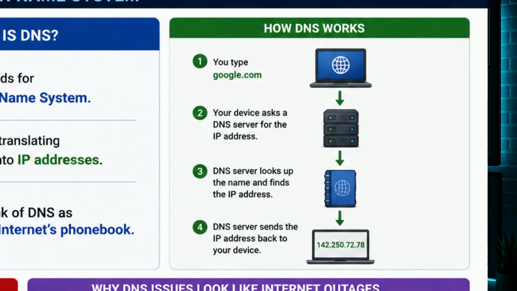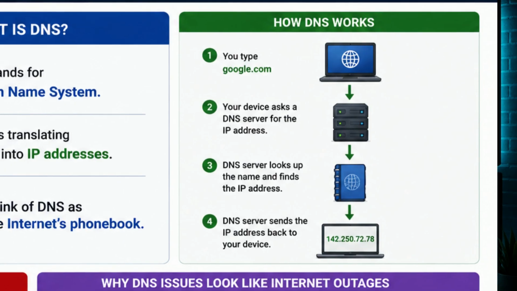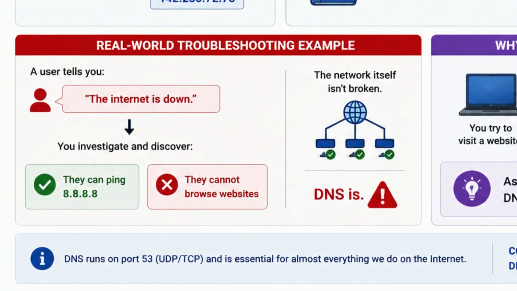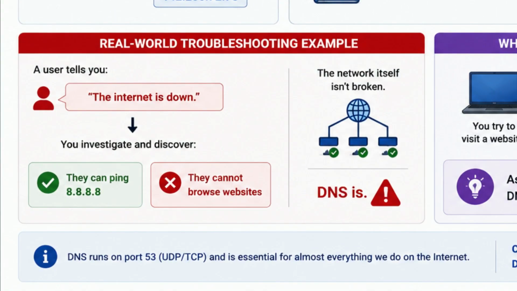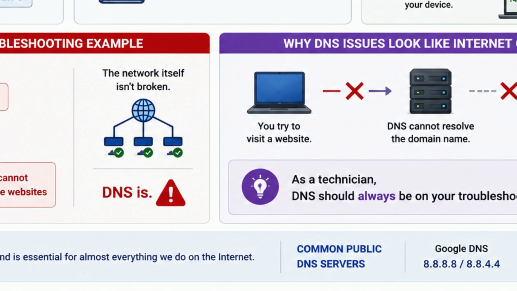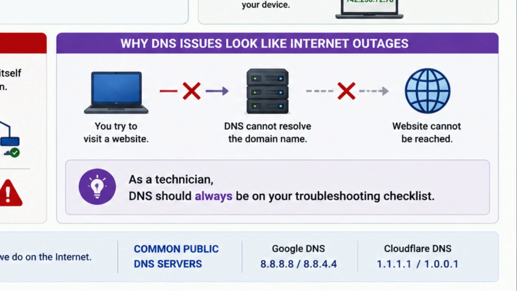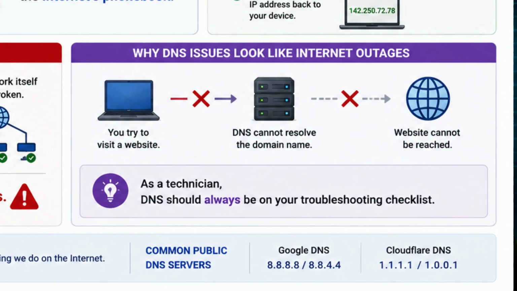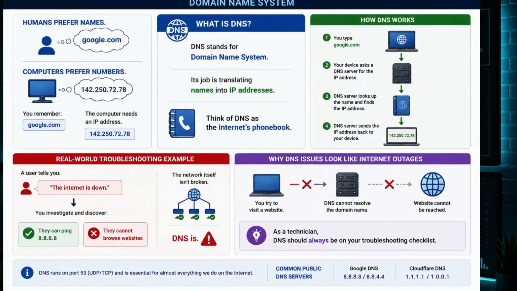A real-world troubleshooting example. A user tells you the internet is down. You investigate and discover that they can ping 8.8.8.8, but they can't browse websites. The network itself isn't what's broken. DNS is what's broken. This is why DNS issues often look like internet outages, and as an IT technician, DNS should always be on your troubleshooting checklist.